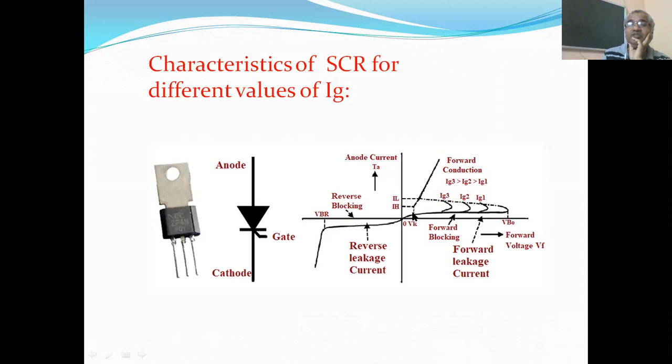And when the device is turned on, it is called the conduction region, the forward conduction region. And this is the leakage current. Leakage current is very small. So as the gate current increases, the forward breakover voltage decreases.